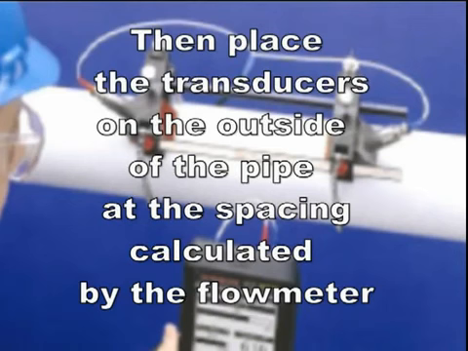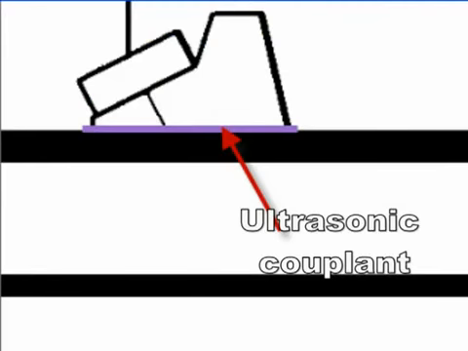We then place the transducers on the outside of the pipe at the spacing calculated by the flow meter. We also need to place an ultrasonic couplant between the transducers and the pipe because an air gap will stop the ultrasonic signal. We are now ready to log the flow rate of the liquid in the pipe.